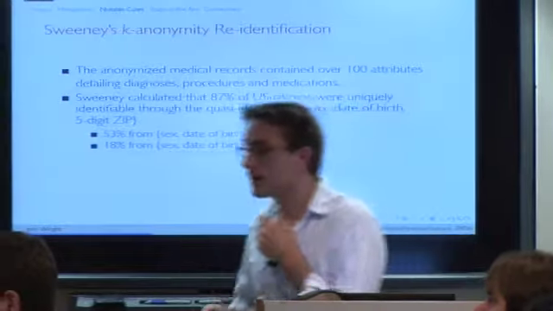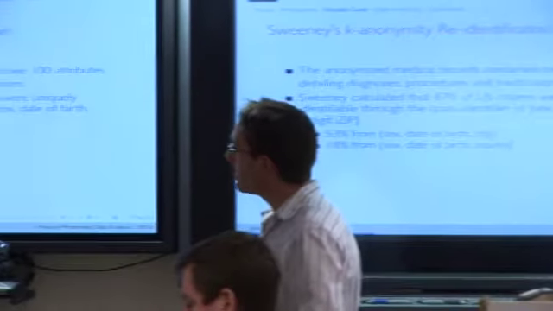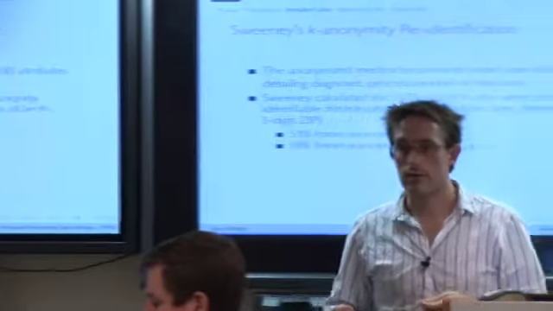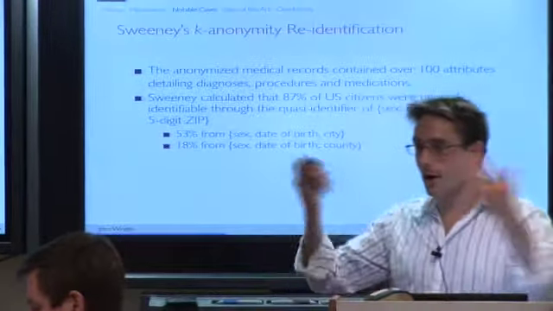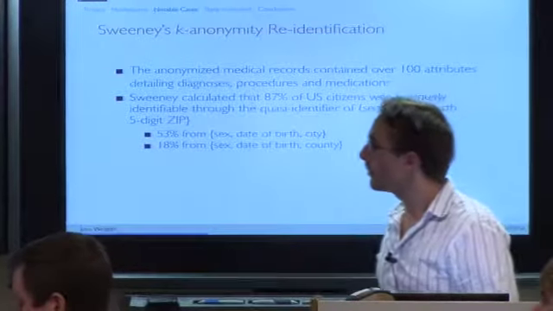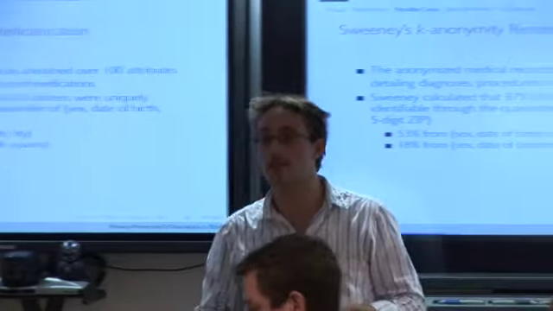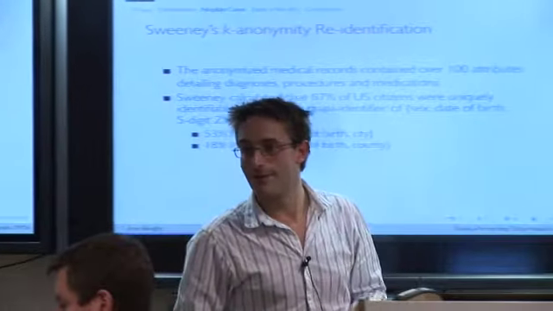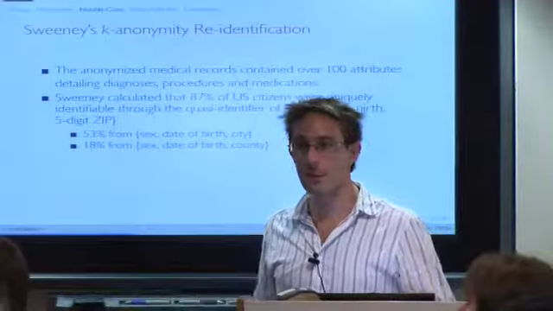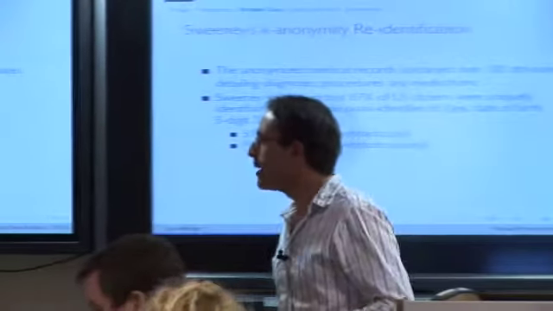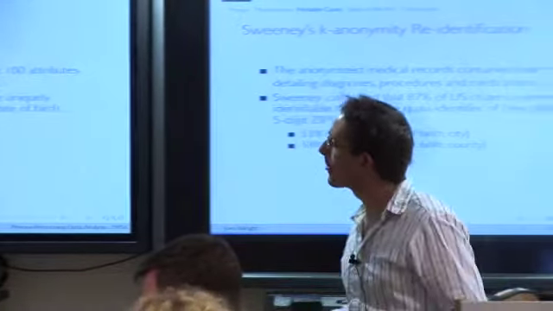Now, the interesting aside to this, which I haven't put into the slides, is that there was a legislative response to this. There was a big concern: this is a problem. So what did they do? They defined sex, date of birth, and 5-digit zip as sensitive information that you weren't allowed to share, which entirely missed the point of what was going on here. But that was the response.